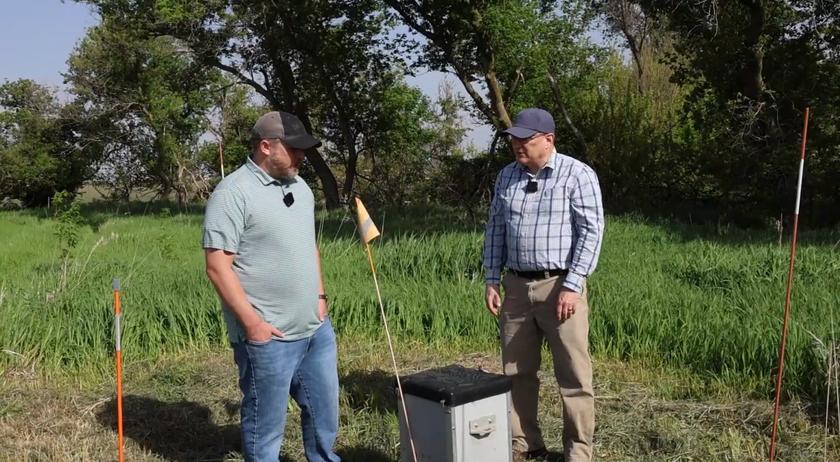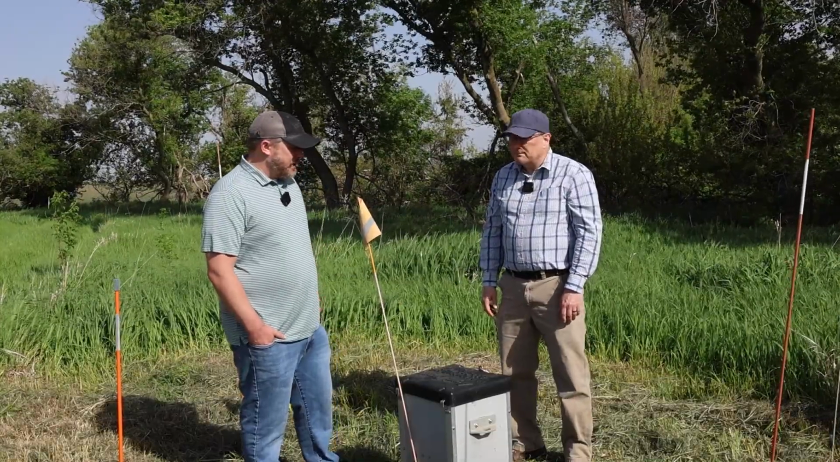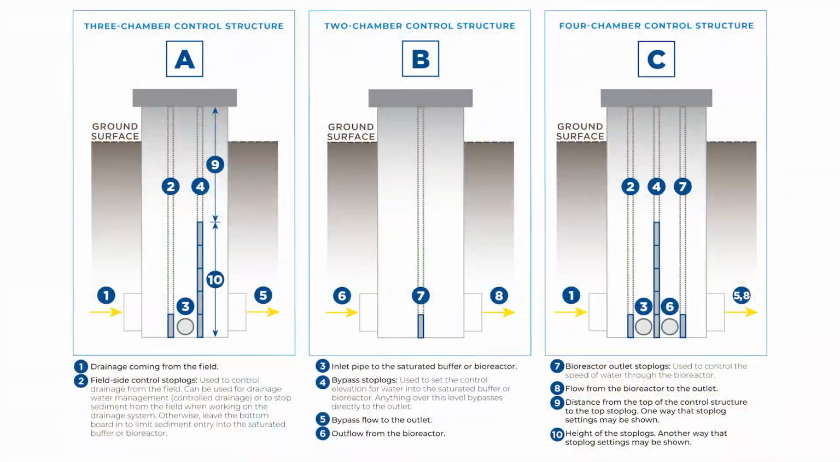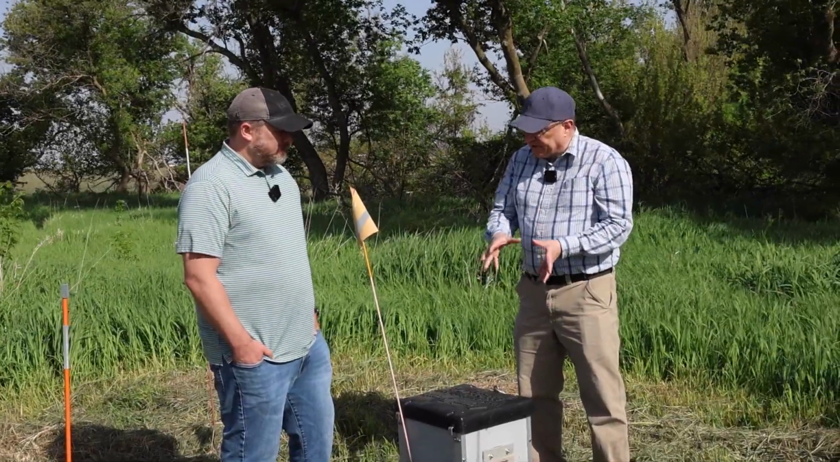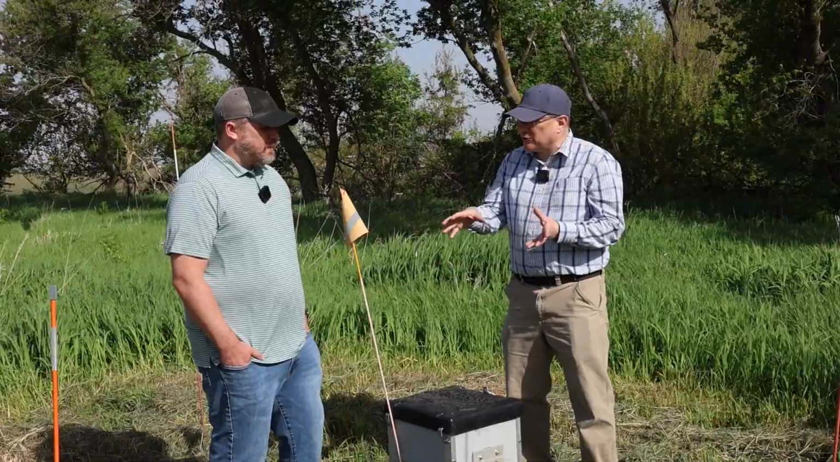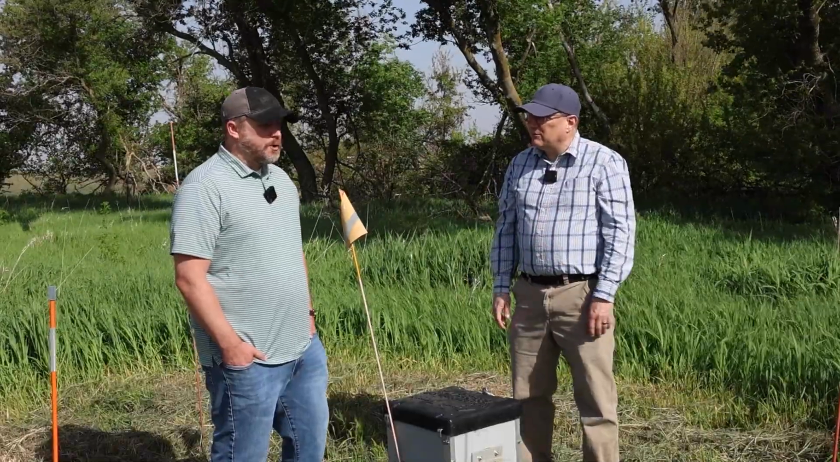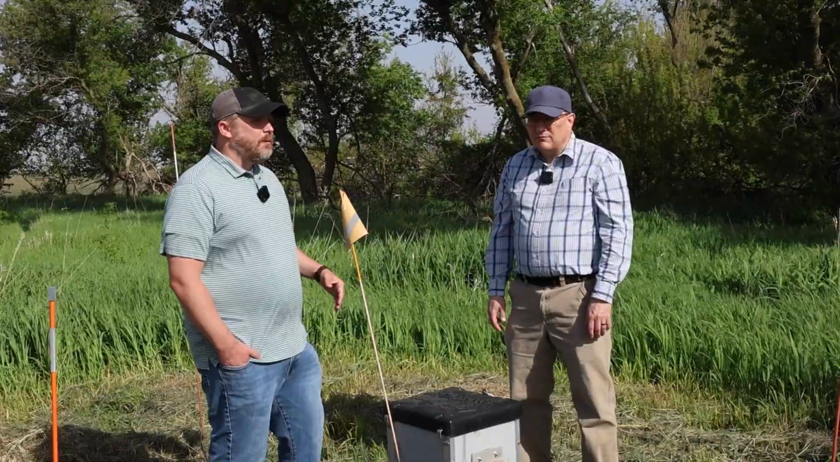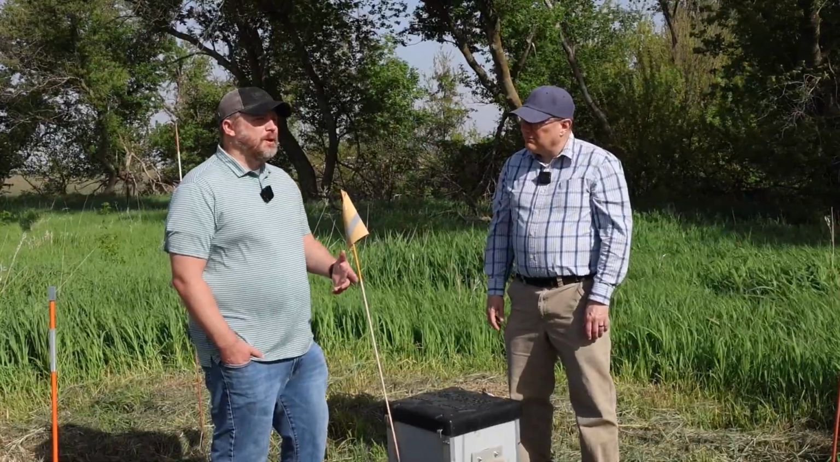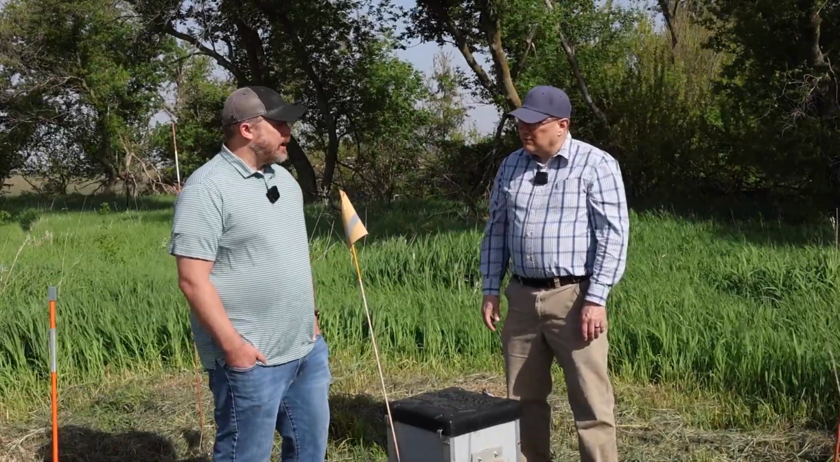Yeah, so these water control structures, they're an essential component of all these edge of field practices like saturated buffers, bioreactors, and even drainage water management. And they act as an adjustable outlet for that field drainage system. Okay, and so what specifically do they do then with saturated buffers, bioreactors? Yeah, so the control structures, what they really do is they intercept that water before it's outlet into the stream and divert a portion of that tile flow into the treatment system like your saturated buffer and bioreactor.